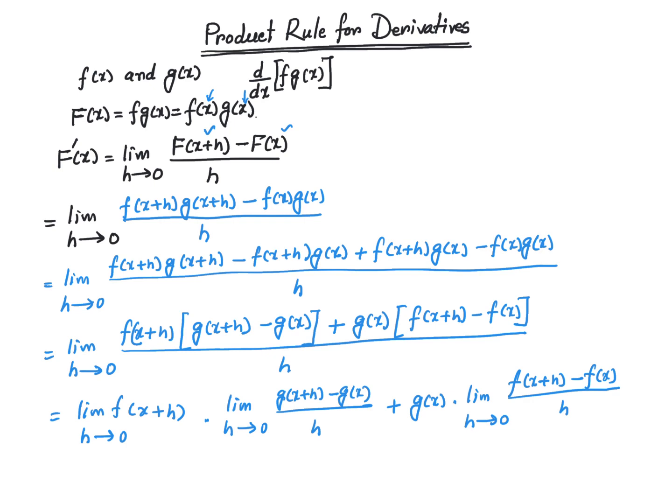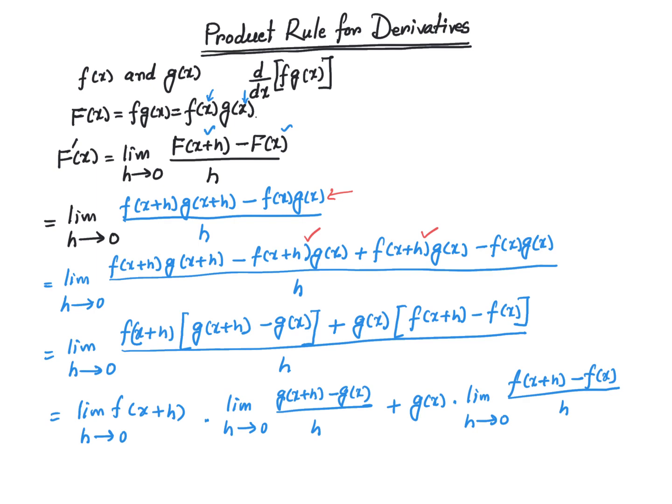At this point, I'm going to apply a simple trick to make things more reasonable. I'm going to subtract f of x plus h times g of x and add f of x plus h times g of x to the numerator. And why am I doing it? So that I can separate things out.